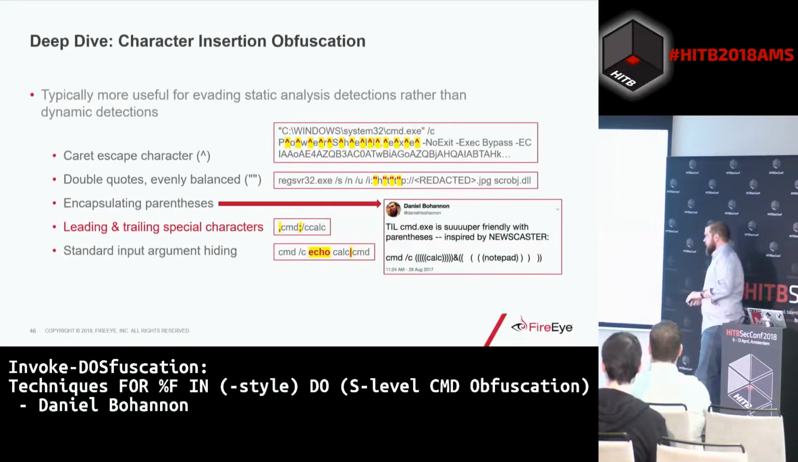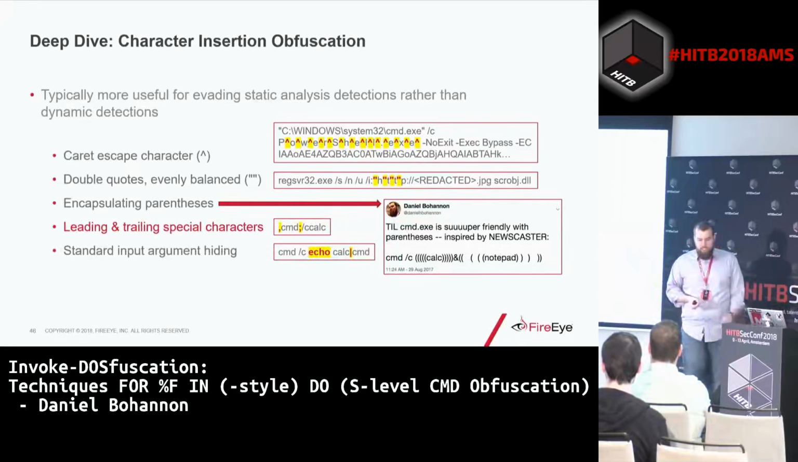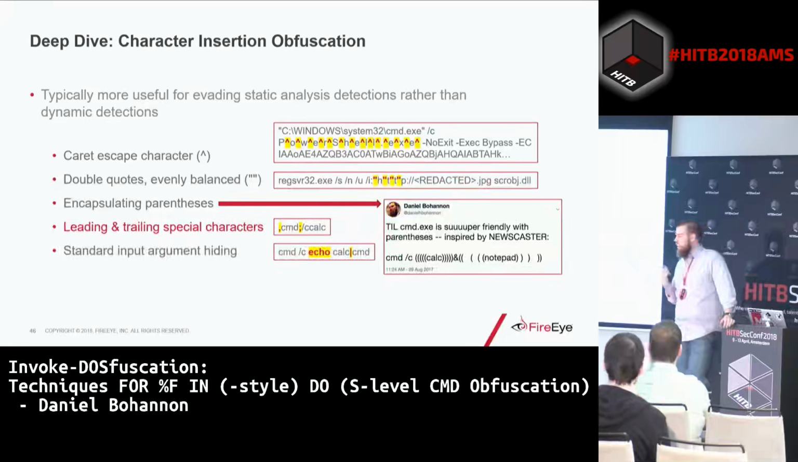Leading and trailing special characters. This is one I've never seen used in the wild, but basically there's commas and semicolons that can be used anywhere where white space is used as a delimiter character in command.exe. So I came across this just writing a fuzzing script to basically pipe in all these different random characters and then see, is this still a valid command? And these are the two characters that bubbled up.